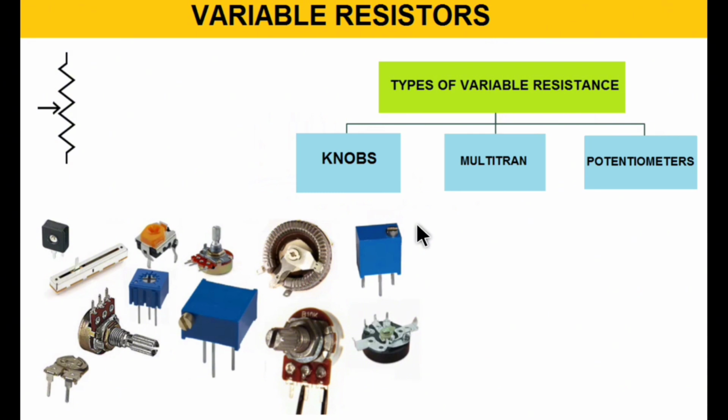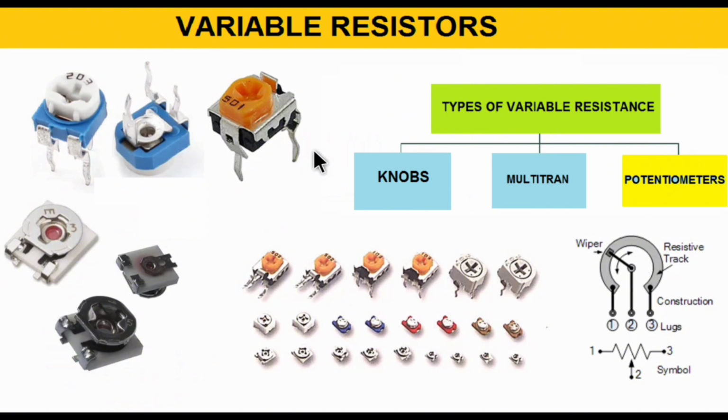Here I want to introduce the variable resistors to your service. I will explain the variable resistors in 3 categories for you, which are either potentiometers, multitrans, or in knobs form. The variable resistor in the schematic circuit is symbolized like this: a resistor with an arrow in the middle. The first variable resistors are potentiometers, which have both deep models and SMD models.